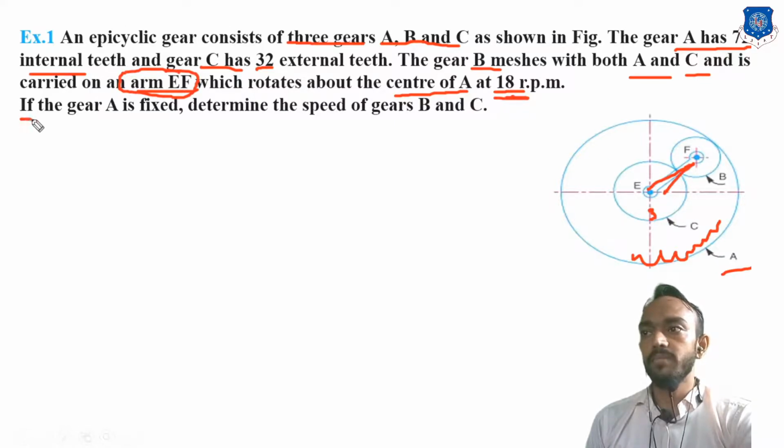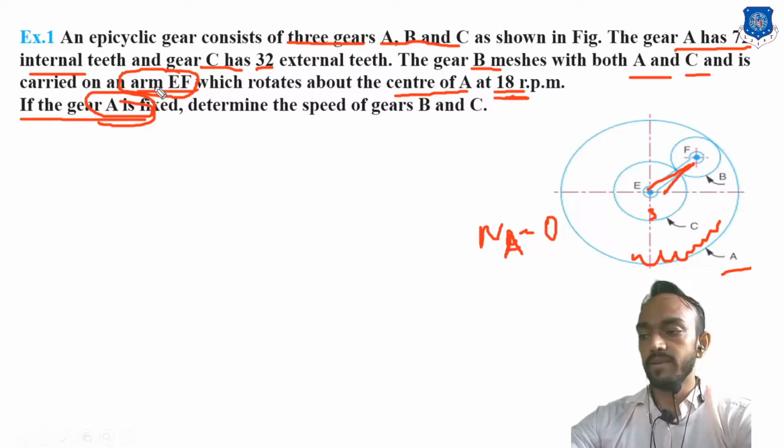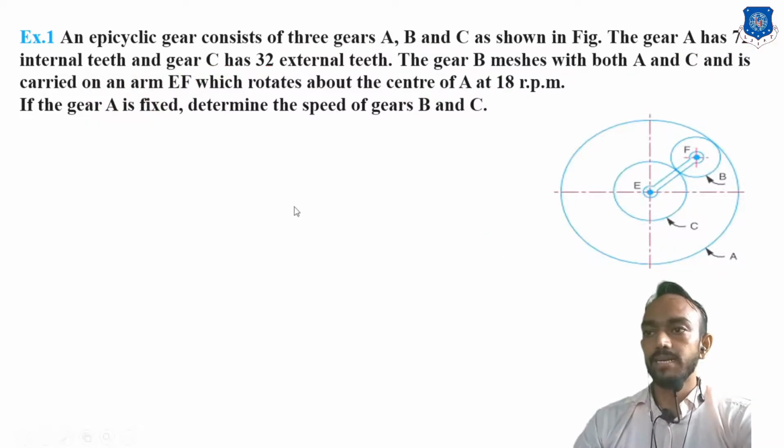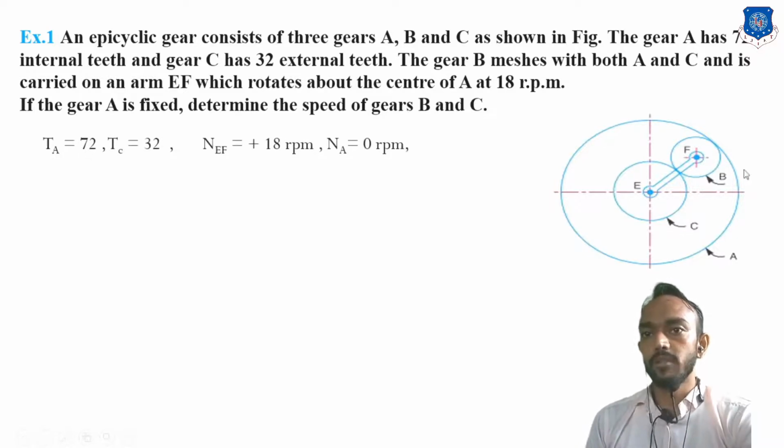And after that, gear A is fixed, so its RPM is 0, meaning NA is equal to 0, and NEF is given. Let's check the data that is given: the teeth of gears A and C. The teeth of B are not given, and the RPM of EF and A are given.